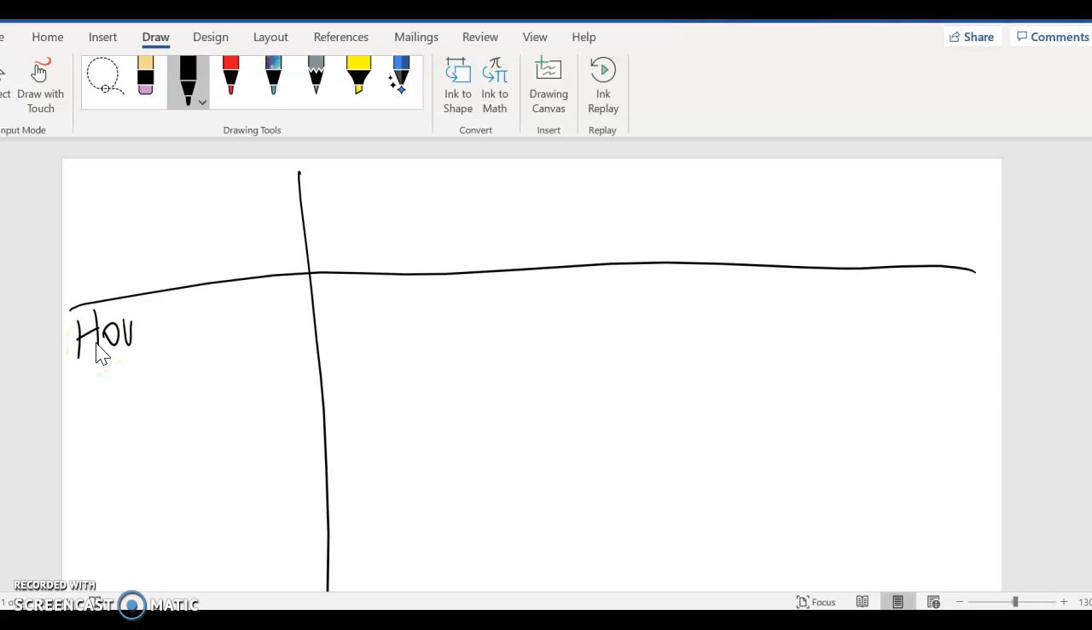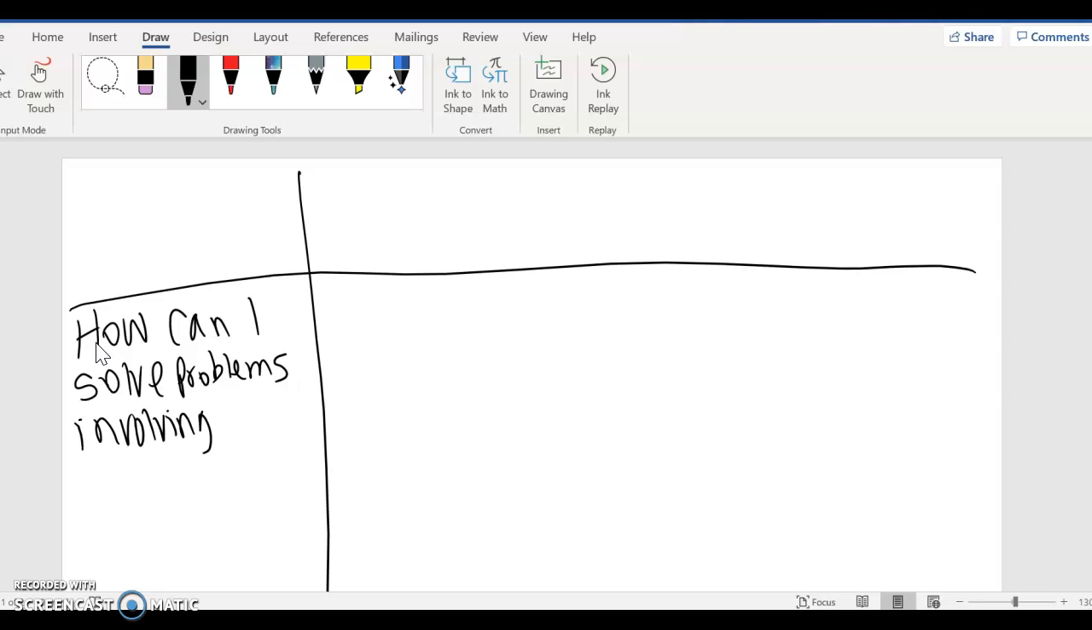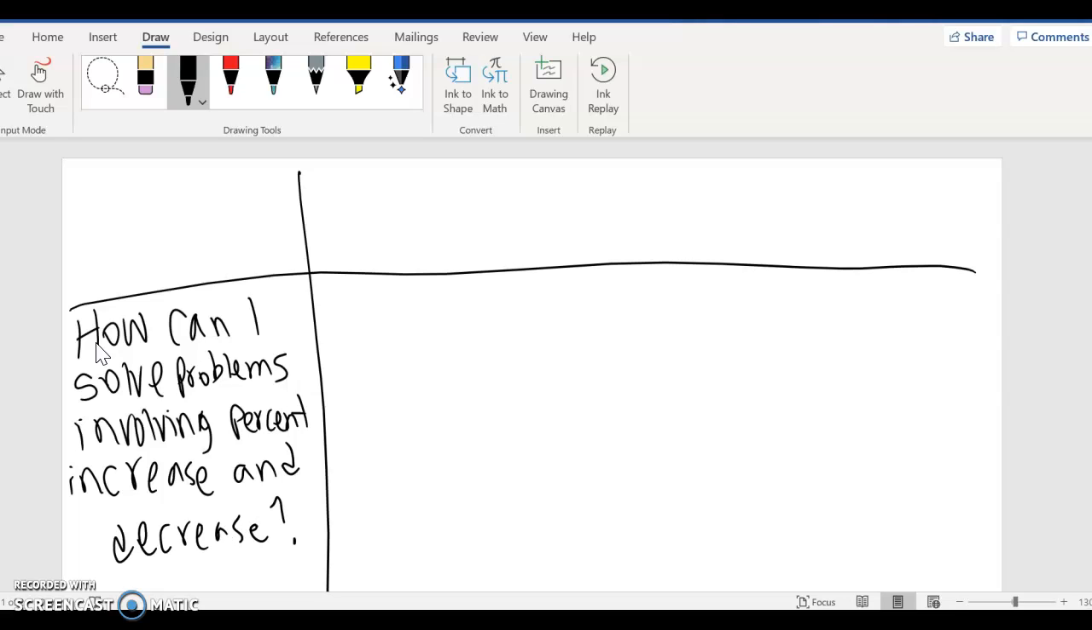So we're going to say, how can I solve problems involving percent increase and decrease? Okay, so there is our objective turned into a question.